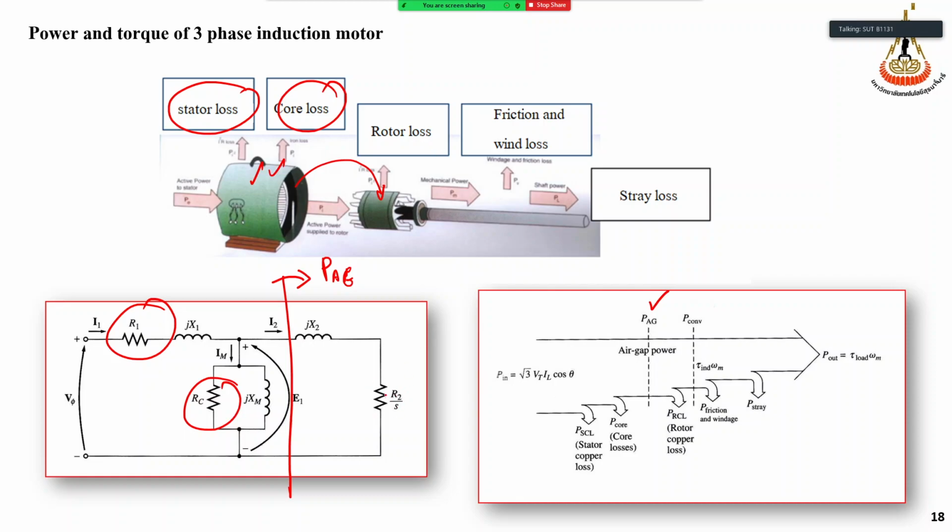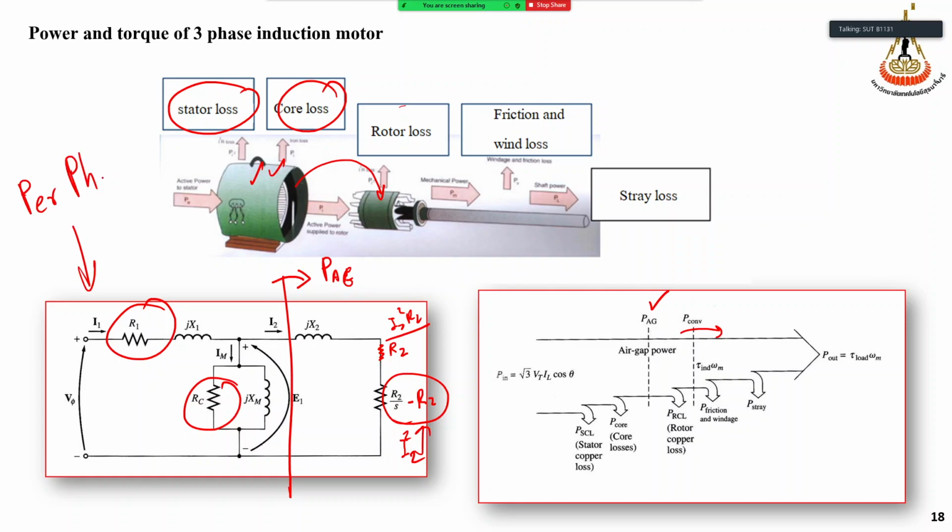And in this circuit, for clearer representation, we should say it's R2. Yes, the loss in the rotor is R2, and this is R2, right? And this path is the P conversion here, right? P conversion. Therefore, P conversion is I squared into this value, right? I2 squared. And the rotor loss is I2 squared R2. But please keep in mind that this is the per phase condition, right?